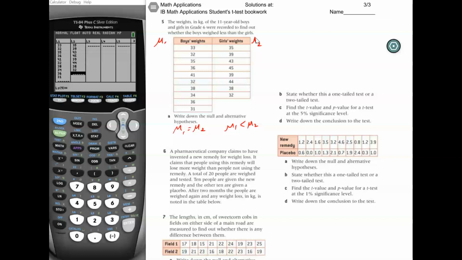State whether this is a one-tailed test or a two-tailed test. This would be a one-tailed test because it's less than, right? Find the t-value and p-value for a t-test at the 5% significance level.